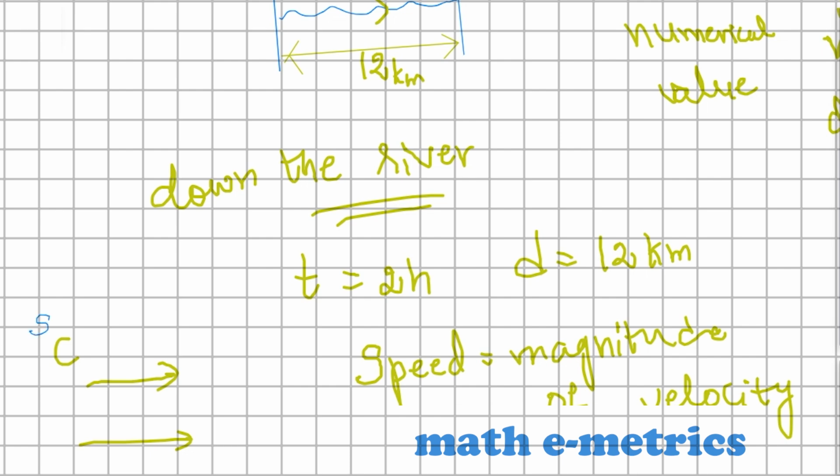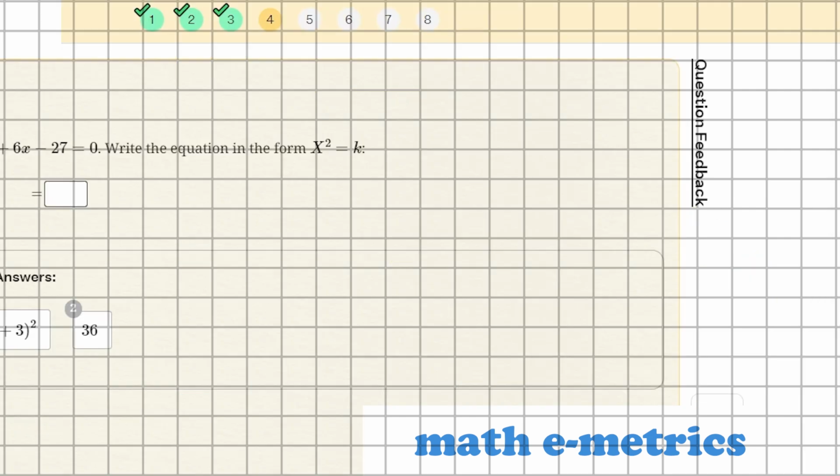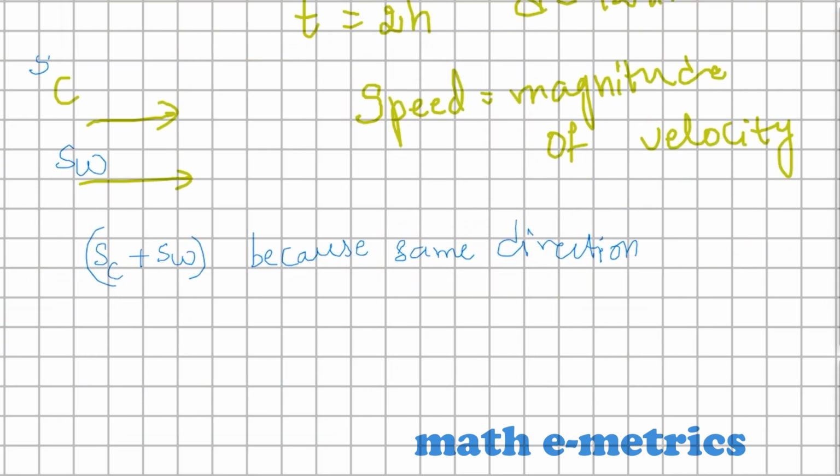So let's say speed of canoeist and speed of water. Effective speed, since they are in the same direction, what can you do with those vectors? You can combine them. You just add them because same direction. So the effective speed becomes SC plus SW, which is distance by time, 12 over 2, equals 6 kmph. That's figured out.